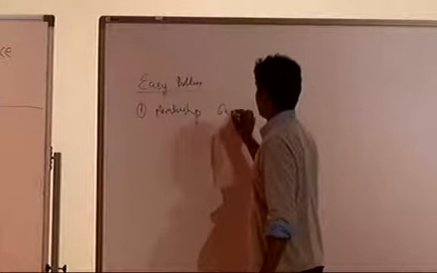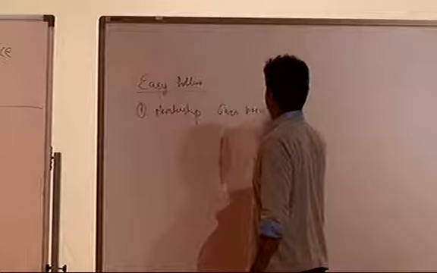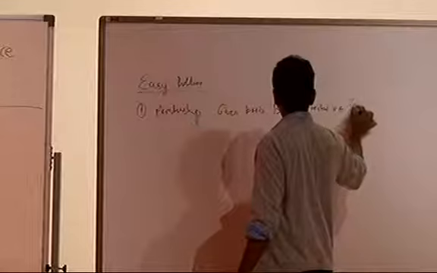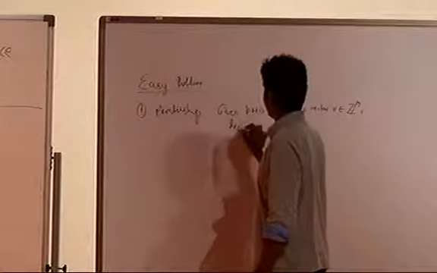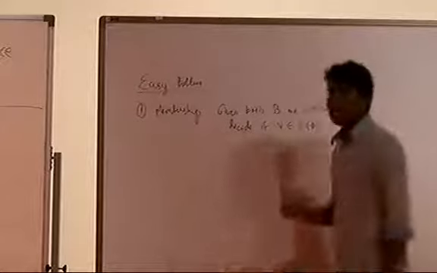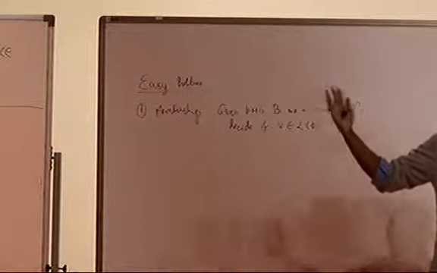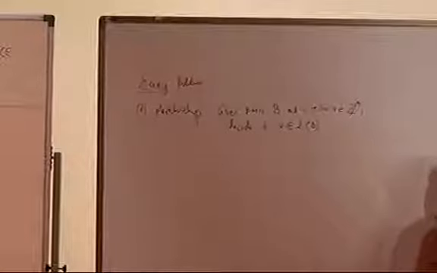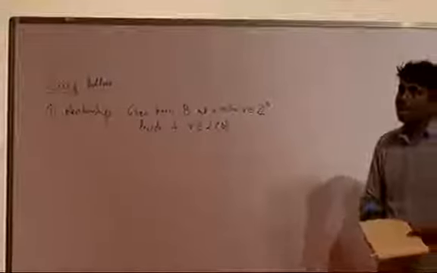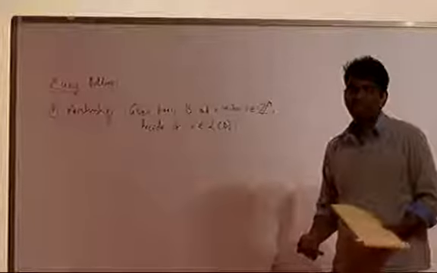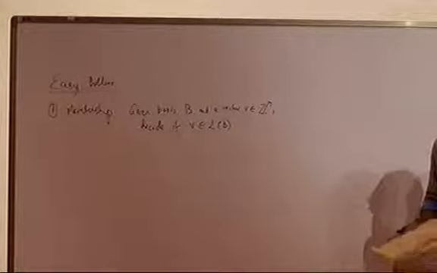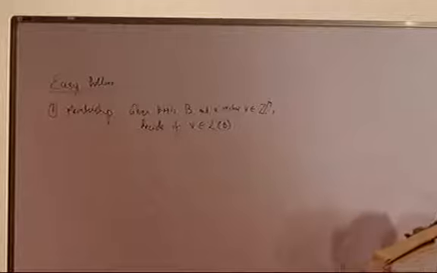Namely, given a basis B and a vector v in Z to the m, decide if v belongs to the lattice. I give you a basis of a lattice, which generates a lattice. I give you a vector, and you tell me if it's in the lattice or not. So this is the membership problem. It's clearly easy, but how do you solve this? Any ideas?